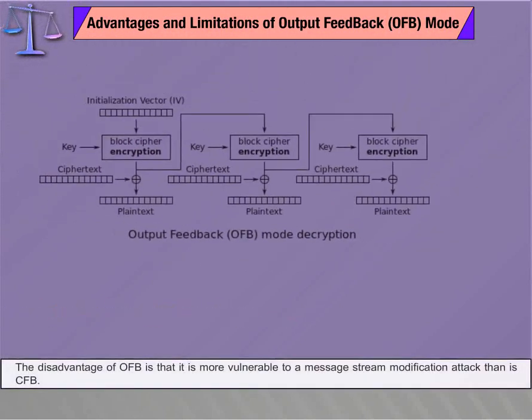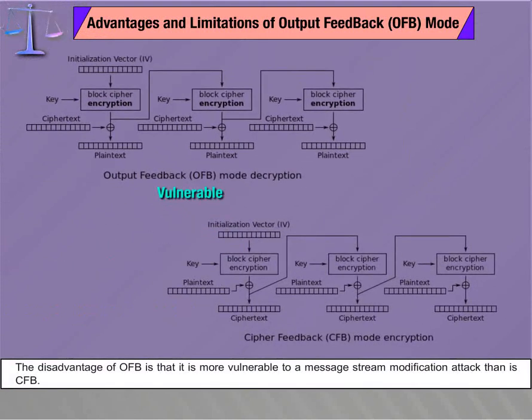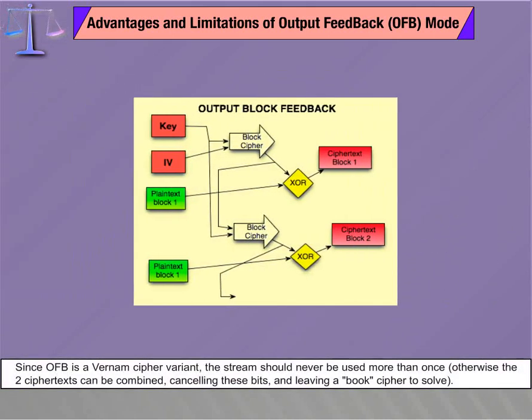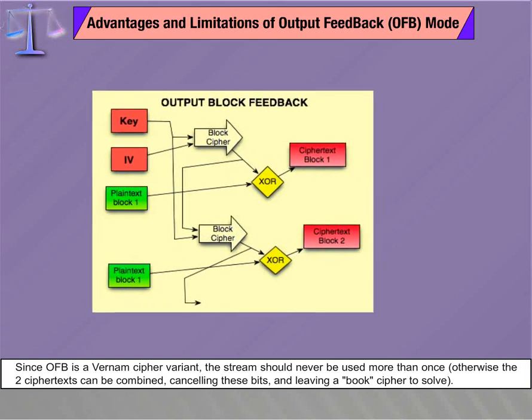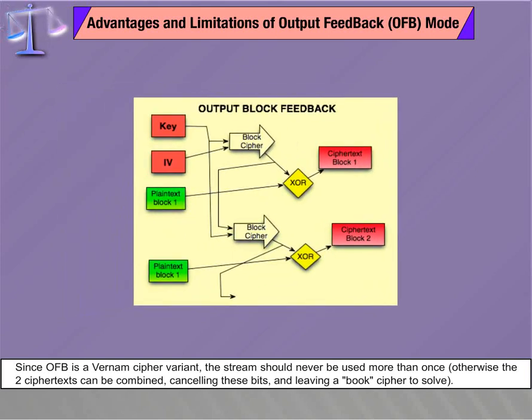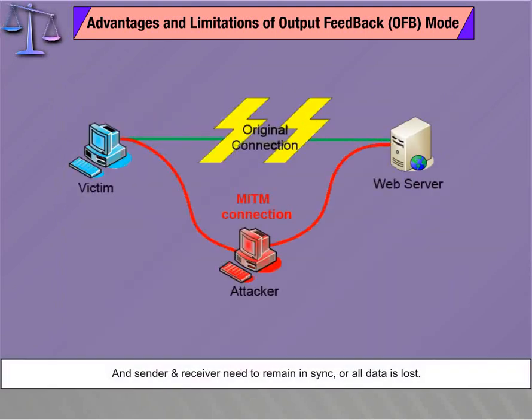The disadvantage of OFB is that it is more vulnerable to a message stream modification attack than CFB. Since OFB is a Vernam cipher variant, the stream should never be used more than once, otherwise the two ciphertexts can be combined, cancelling these bits and leaving a book cipher to solve. And the sender and receiver need to remain in sync or all data is lost.